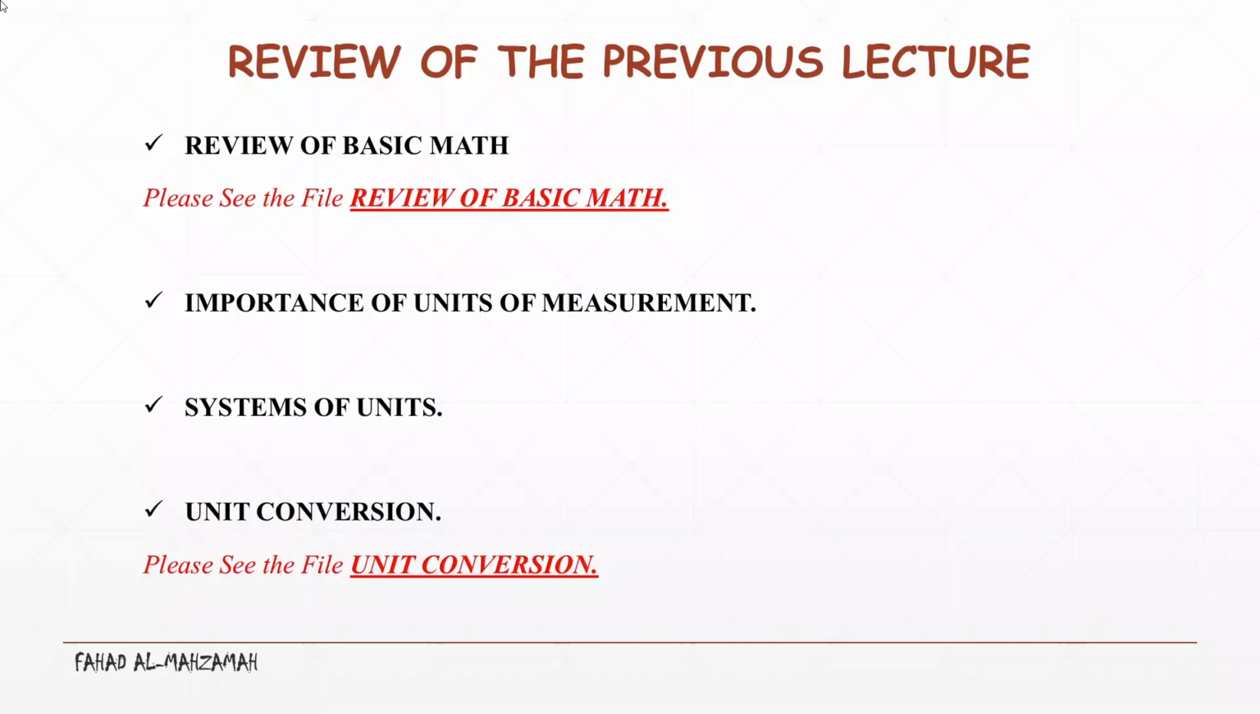The second point was the importance of units of measurement, and we mentioned that the units are very important in the measurement, and any value will be meaningless without a unit. And we went through systems of units, and we mentioned that we have two main systems of units in this course, which is the international system of units that has meter and kilogram for measurements, and the other system is the English engineering system of units, which uses the foot, pound mass, and pound force for measurements.